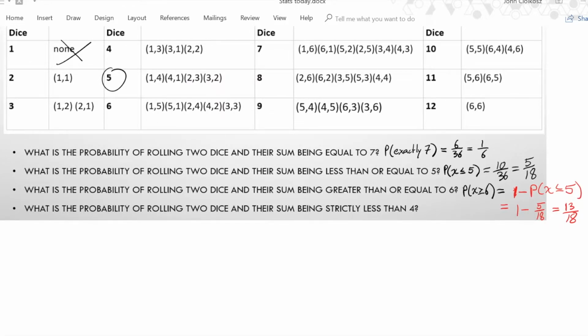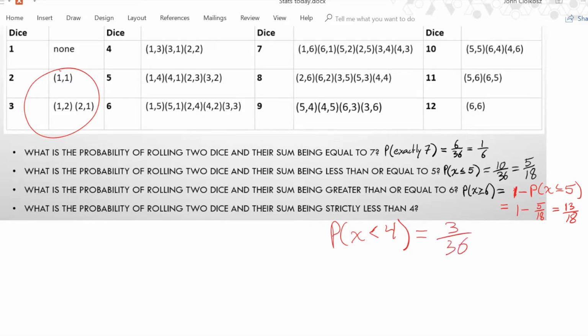So we want the sum being strictly less than 4. So here we want the probability that x is less than 4. And I'm using the word strictly there just so you guys kind of get used to it. So when I'm thinking about things that are less than 4, do I include 4? No. So that means I'm just looking at 3 and 2. So if I'm just looking at these that are my outcomes for 3 and 2, I have 1, 2, 3 possible ways. So that'd be 3 out of 36, which reduces to 1 out of 12.